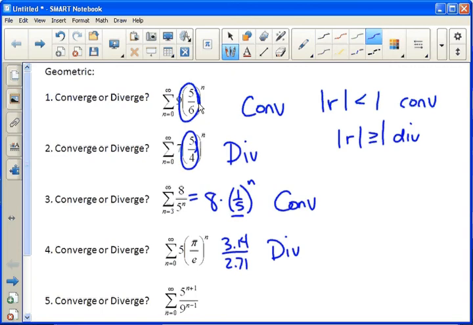Okay, now on number 5, I know the exponents aren't quite the same, but the truth is it doesn't matter. They're both being raised to powers with n, so we just treat this, as far as the r is concerned, as 5/9. There is a way to rewrite it so that the power is exactly the same, but that doesn't really matter as far as converge or diverge. Since 5/9 is less than 1, this one converges.